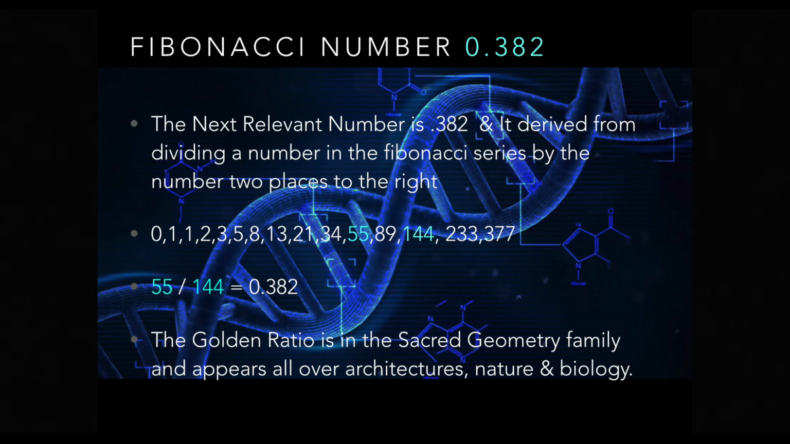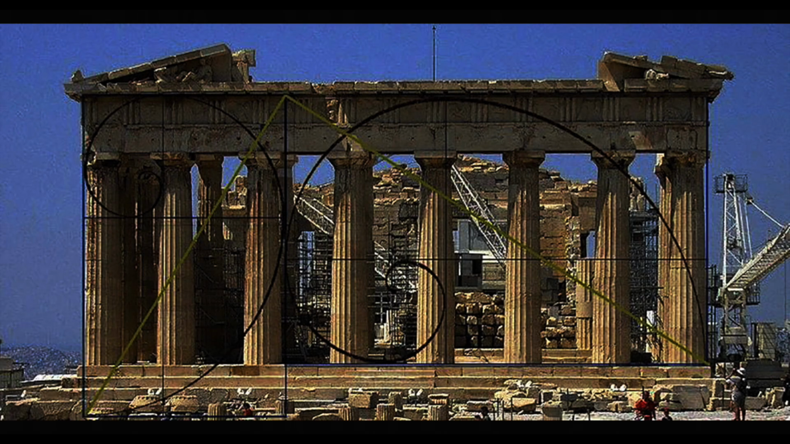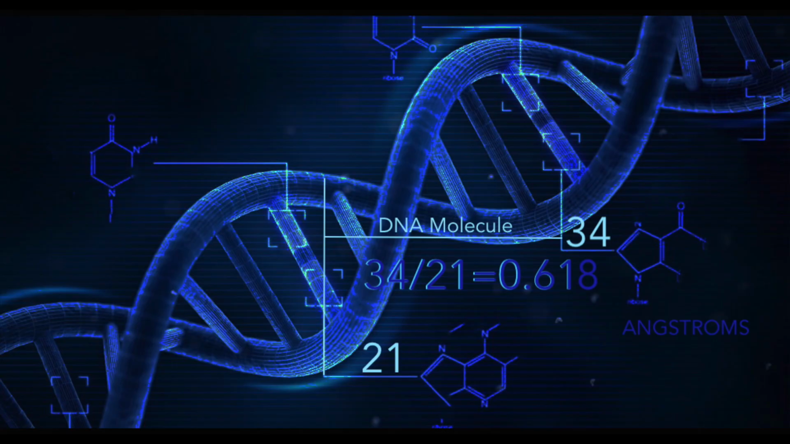As I've said before, this number is universally important. It appears all over nature, in our biology and architecture. For example, think about a DNA molecule, even the most basic fundamental component of human existence. It follows the Fibonacci sequence. If you take the length and divide it by the width, 34 divided by 21, it equals 0.618. So it is pretty much everywhere.